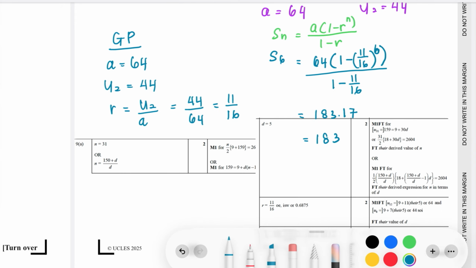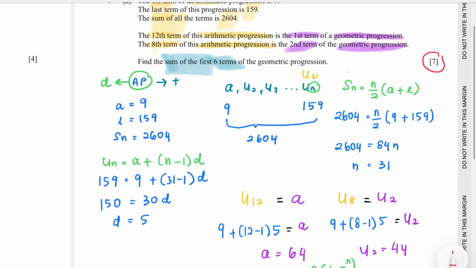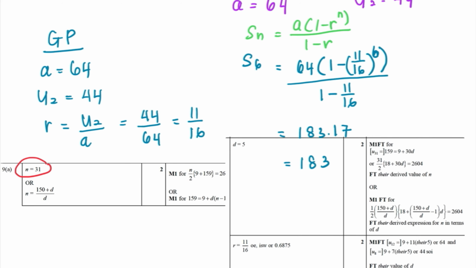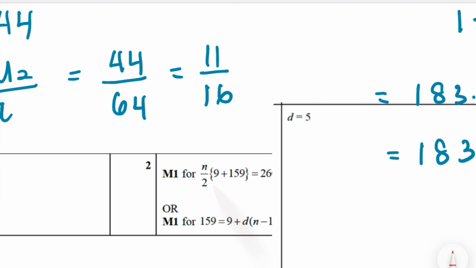Now let's bring in the marking scheme. This is a 7-mark question. The first mark is when we understand n is equal to 31, and we use the formula where n over 2 times the first term plus the last term is equal to 2604.